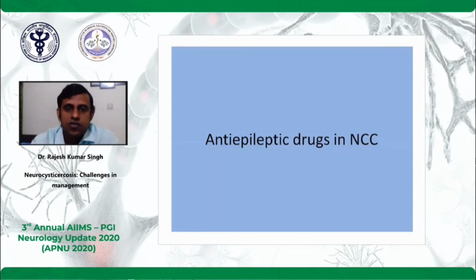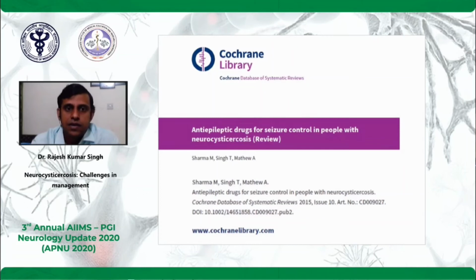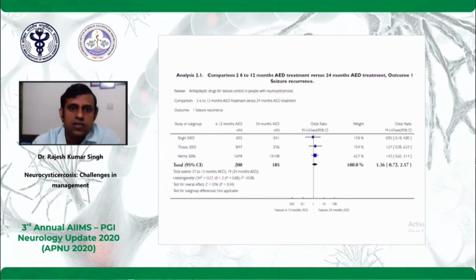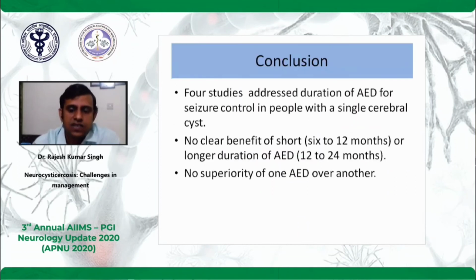So, the role of anti-epileptic drugs in NCC. It was for the solitary granuloma, and a meta-analysis has been done comparing a duration of 6 months versus 12 to 24 months, with the outcome being seizure recurrence. As we see, there is no statistically significant difference. Again, 6 to 12 months versus 24 months, no statistically significant difference. So 4 studies address the duration of anti-epileptic drugs for seizure control in people with single cerebral cysts, and there is no clear benefit of either short or longer duration, and no superiority of one anti-epileptic drug over another.